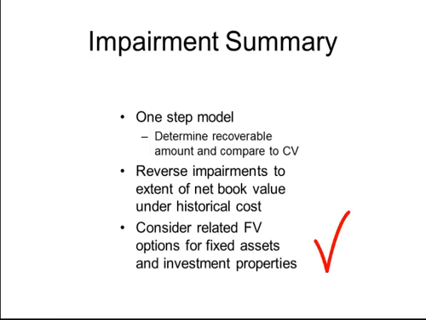Obviously, this gets a little more complicated if the company is using the revaluation method for its capital assets. But fortunately, few companies do. And thus I feel justified in leaving aside this complexity for the purposes of this course.